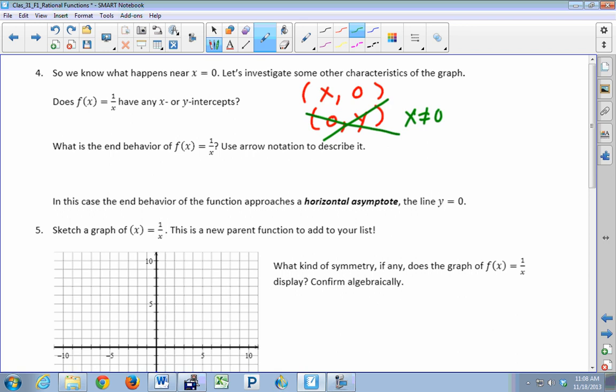X is 0. Did I say y-intercept? No, y-intercept. I only slept like 1.5 hours last night. Okay, just wanted to make sure I said it right.